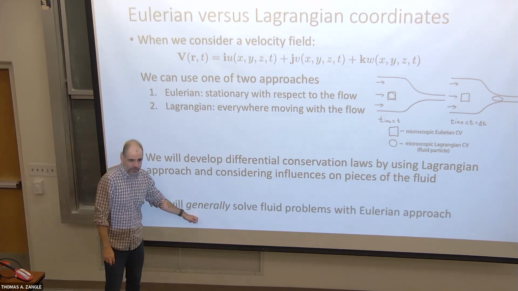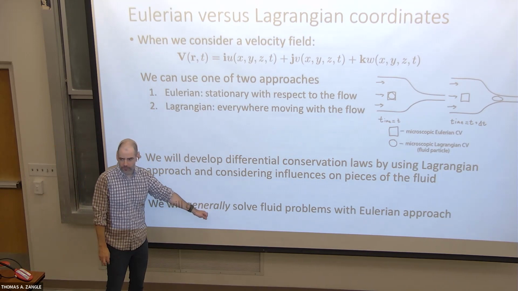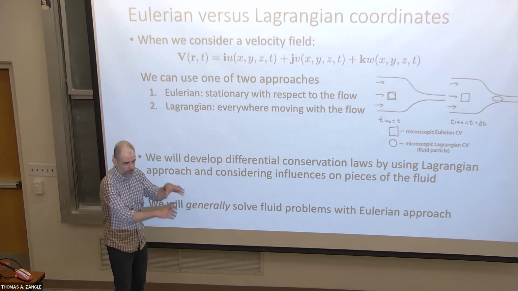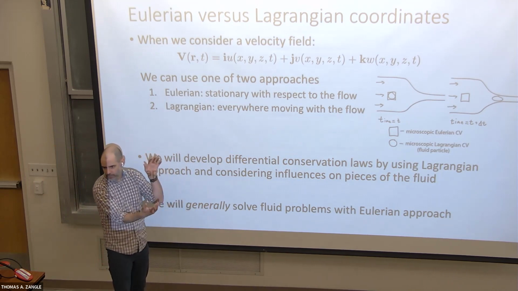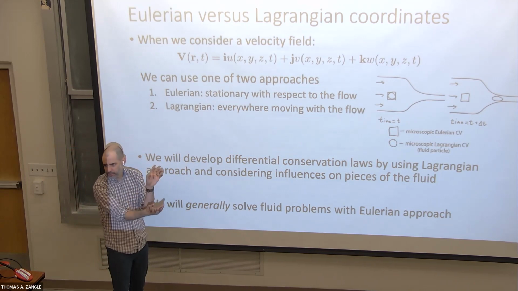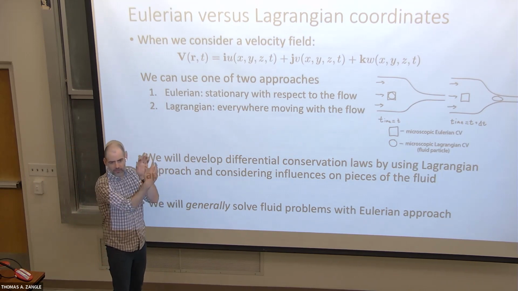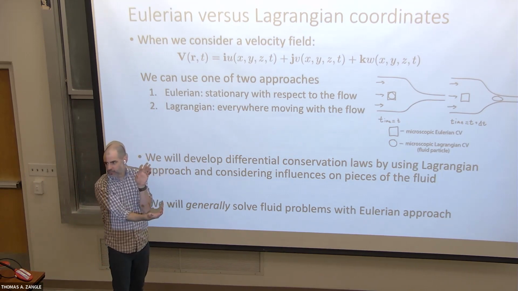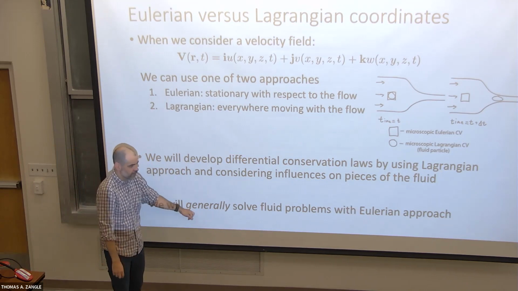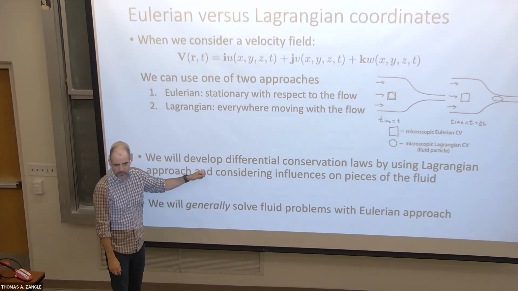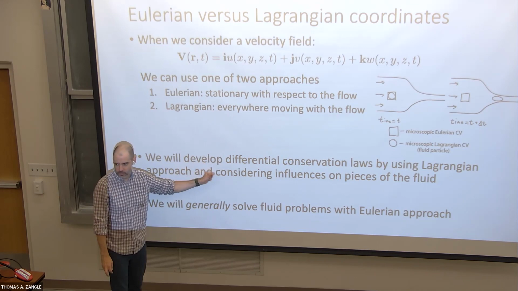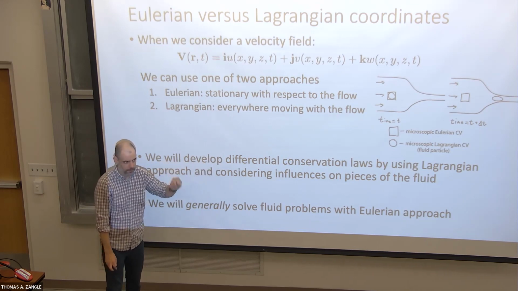We're generally, however, going to be solving problems in an Eulerian reference frame, because we're generally going to want to analyze flow within a fixed region of space, flow within a fixed section of pipe, or flow within a fixed section of a reactor vessel. So we're generally going to be solving problems with the Eulerian approach, even though we're going to derive conservation laws using the Lagrangian approach. Okay.